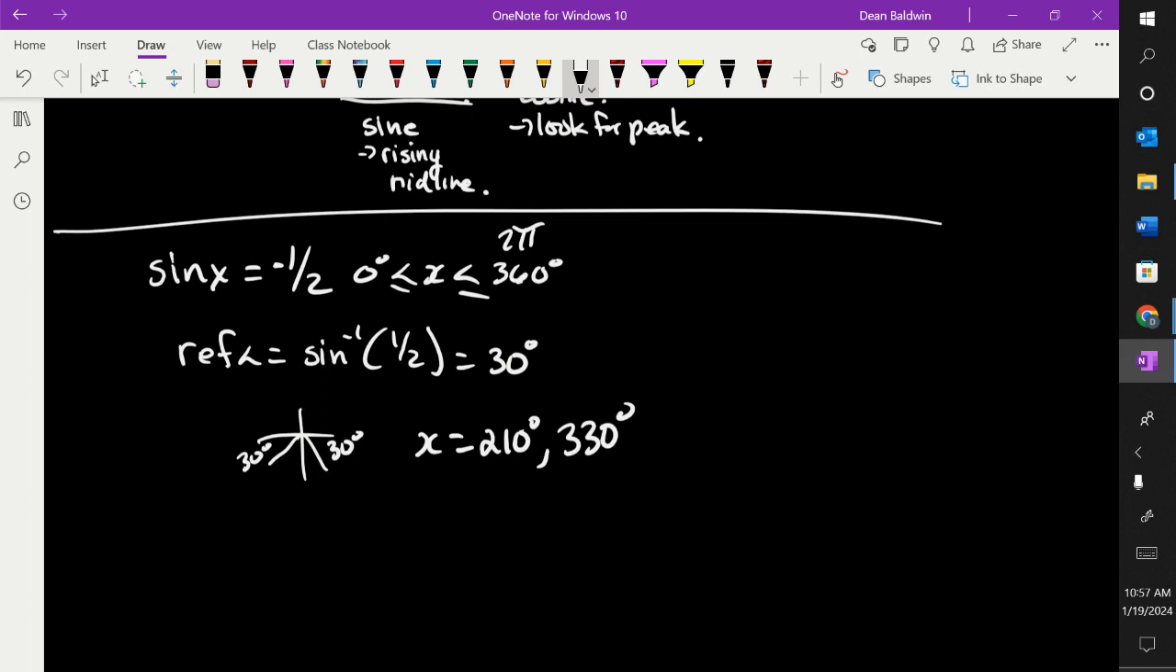Okay, the reference angle is 30. What's 30 degrees in rads? Pi over 6 is 30 degrees. How many 30-degree angles are there in 210? 7, so it's just 7 pi over 6. How many 30-degree angles are there in 330? There's 11.